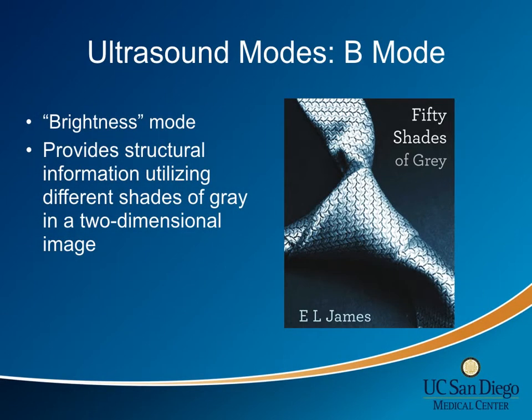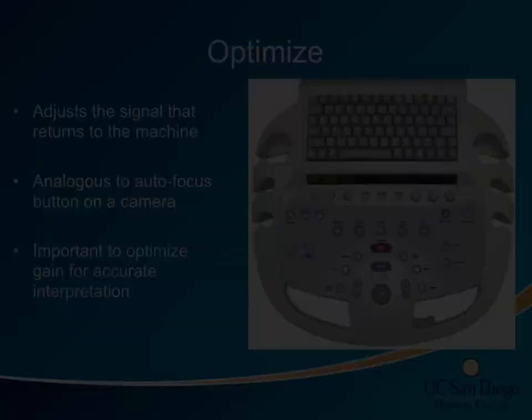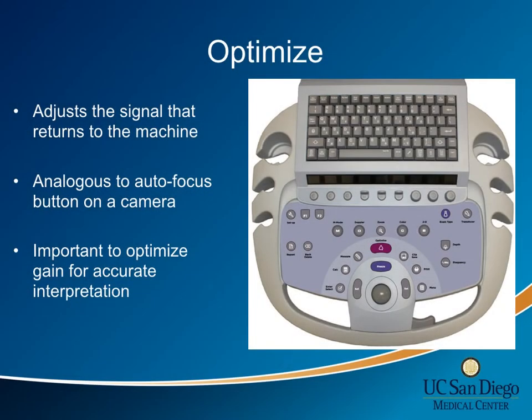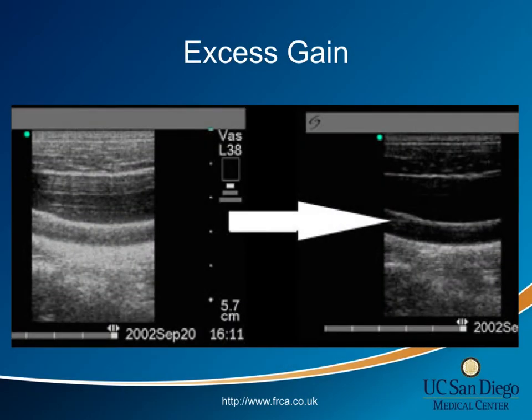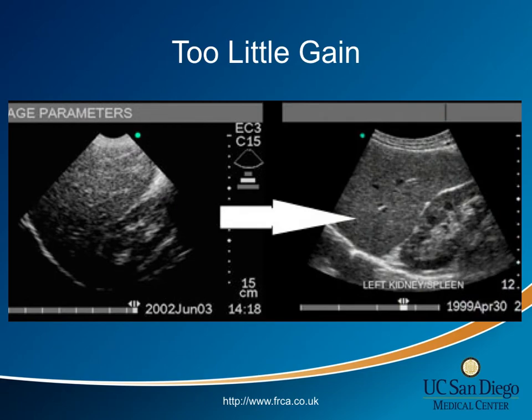This corresponds to the brightness mode and can be used to adjust the shades of gray as they appear on the screen. You will notice a purplish button in the center of the screen labeled Optimize. This works similar to the autofocus on a camera and should be used whenever you switch presets or adjust depth. As you can see, too much gain will cause excess hyperechoic signal, whereas too little gain makes the image appear excessively anechoic.